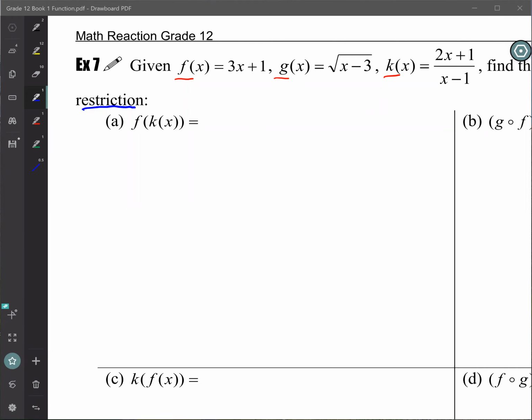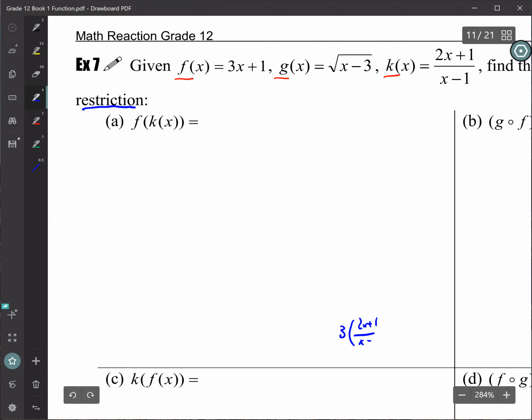Okay, let's get some expressions first. What's your expression? F of brackets 2x plus 1 over x minus 1. Do you have the final one? Yes, the final one is 3 times 2x plus 1 over x minus 1, plus 1 on the outside.